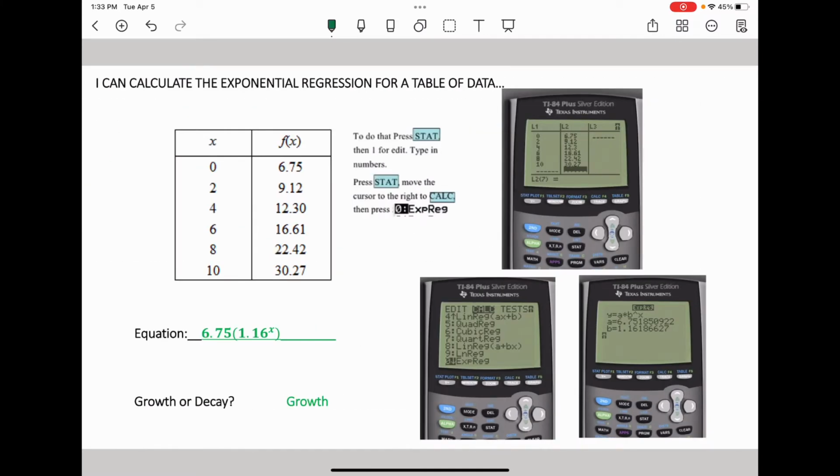Another kind of problem you can see is how to calculate exponential regressions. So if it gives you a table of data, you'll have to enter that table into L1 and L2 in your calculator. So remember, you can find this by going to Stat and then clicking Enter on Edit. Then in L1 and L2, you enter the table of values, and then you click Stat, arrow to calculate, and you'll choose option 0, which is exponential regression, to get an exponential equation for your table of values. Then you're going to hit enter on calculate, and it'll give you the equation, which you'll write as 6.75 times 1.16 to the x. So remember, since this growth rate is bigger than 1, this represents exponential growth.